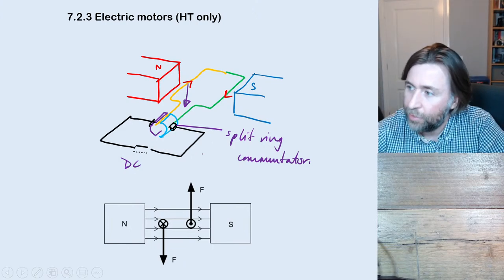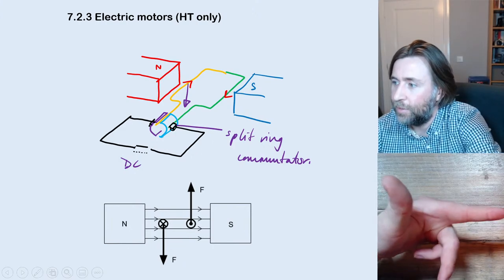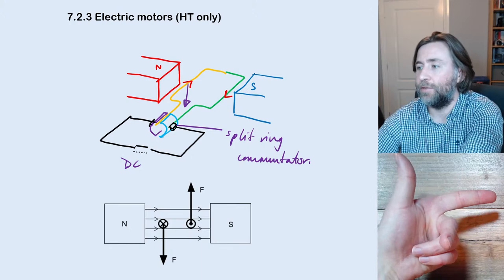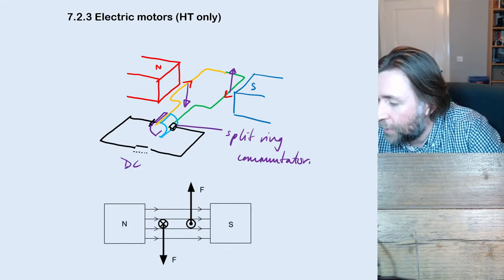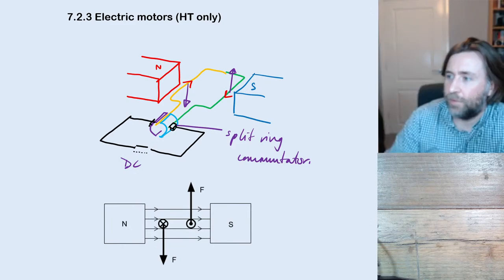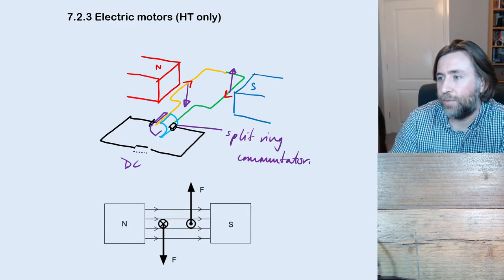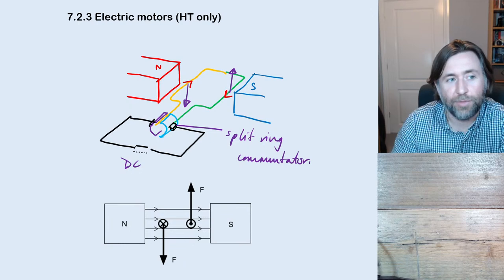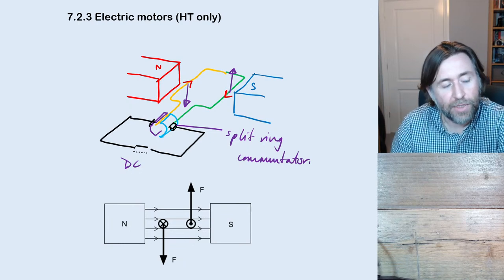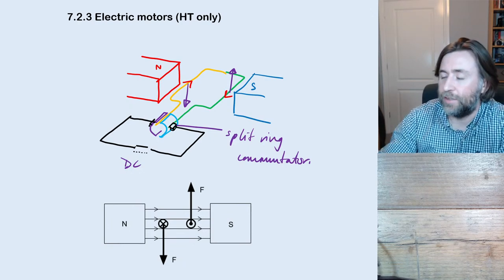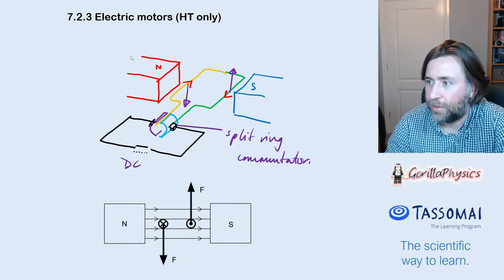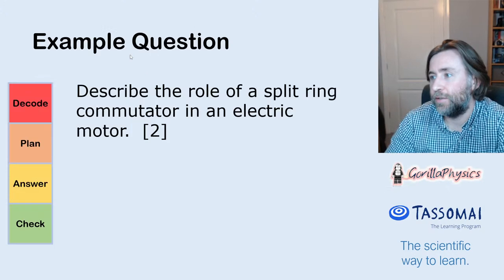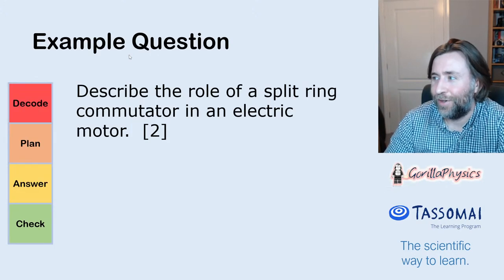And the current is the opposite direction. I can go through that again if you like. The current is coming out of the page, so the force is upwards on the right-hand side. Now, regardless of which color it is, the current is always going to be out of the page on the right-hand side, into the page on the left-hand side. So you're always going to get rotation in the same direction. That is the job of the split ring commutator, which essentially is just to change the direction of the current in the coil every half turn.